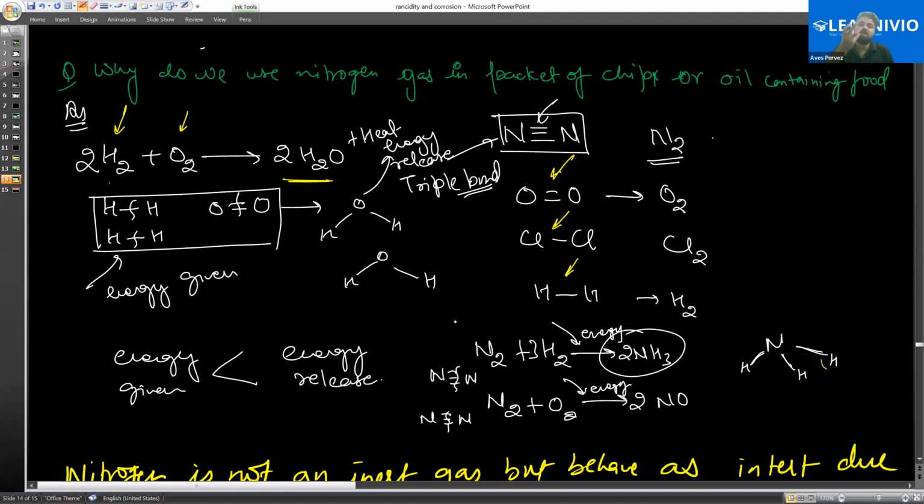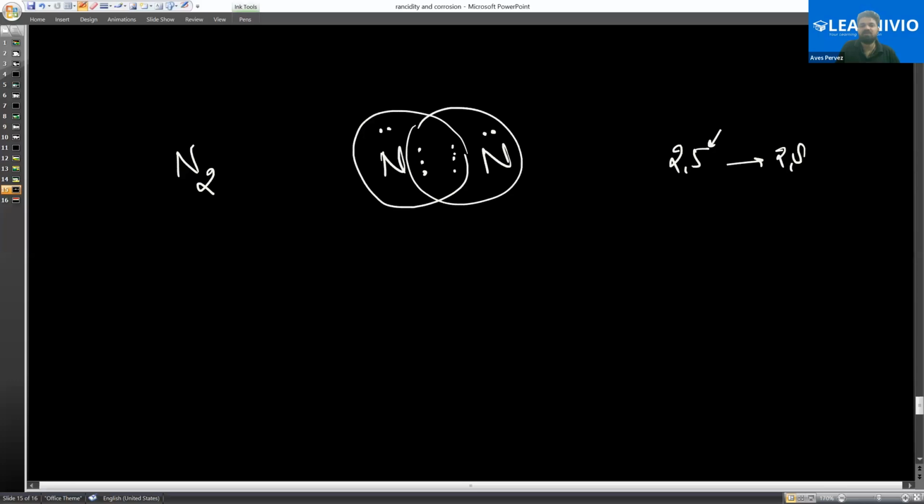But we have nitrogen as 78% in the atmosphere, and that nitrogen behaves like an inert gas. Why? Because nitrogen is the only gas having a triple bond between its molecule. Nitrogen exists as N2 and has a triple bond. Nitrogen has 5 electrons in its outermost shell. To complete its electronic configuration to the nearest noble gas, 2, 8, it wants to have 2, 8. So two nitrogen atoms share 3 electrons, and each nitrogen gets its complete octet, 1, 2, 3, 4, 5, 6, 7, 8. Like that, they make a triple bond.